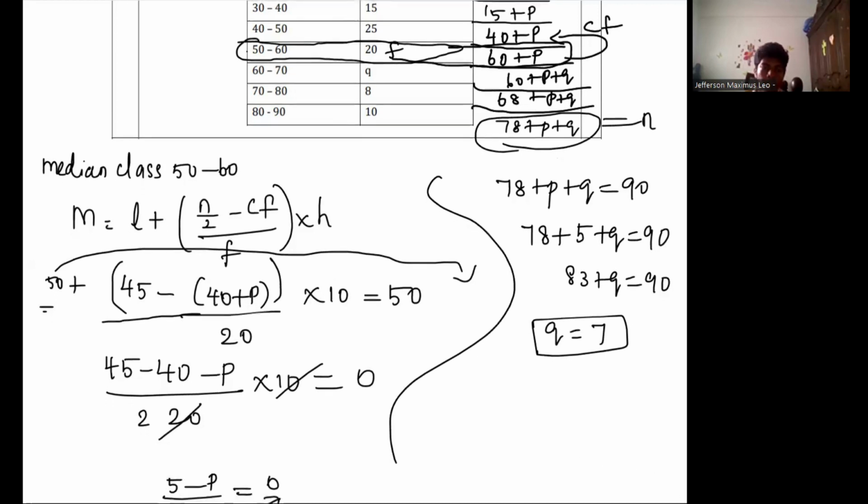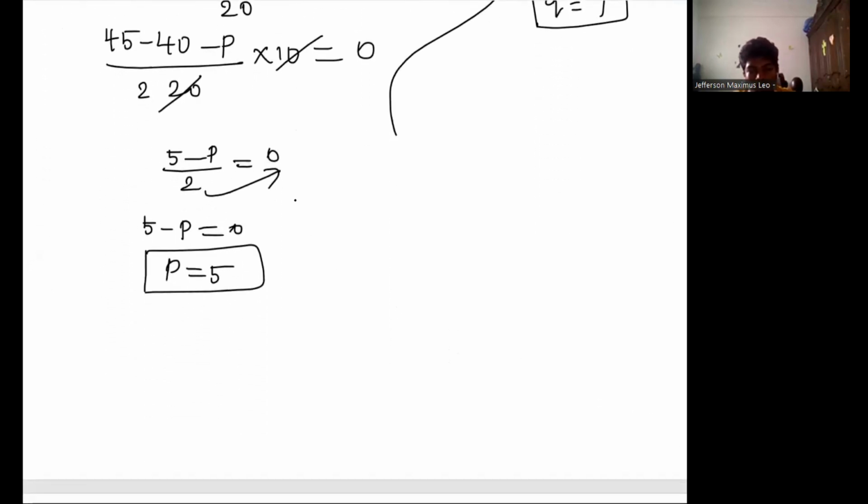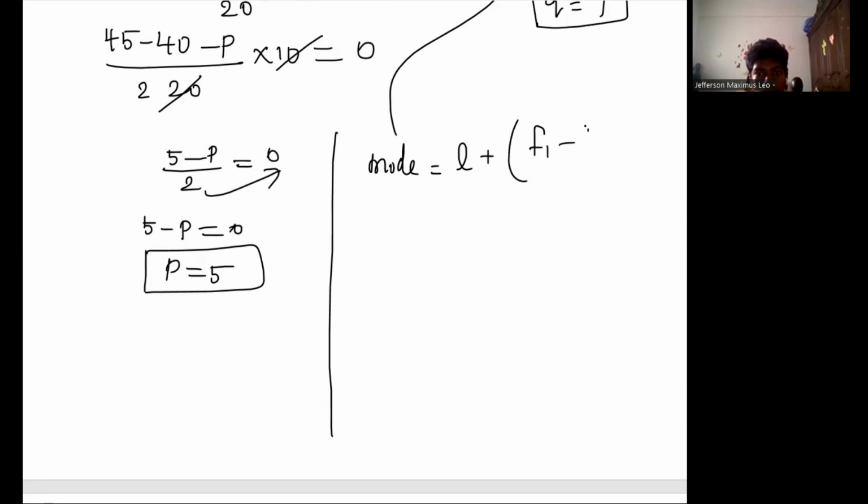Then can you say the mode formula? Here mode is also asked. Look, the mode box. Ma'am, L plus F1 minus F0, by F1 minus F0 minus F2, times H. Okay, ma'am.